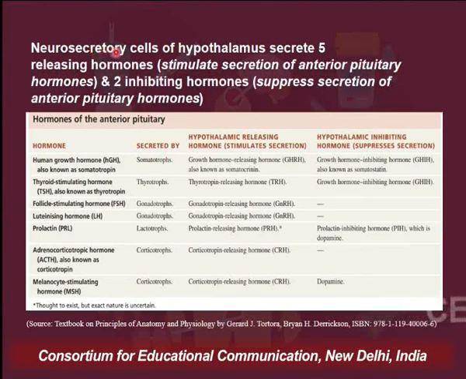So these neurosecretory cells which sit in the hypothalamus produce and secrete some of the hormones. If you want to understand the function of these hormones, for your ease you can divide them into releasing hormones and inhibiting hormones. So the neurosecretory cells of the hypothalamus release 5 releasing types of hormones and 2 inhibiting types of hormones.